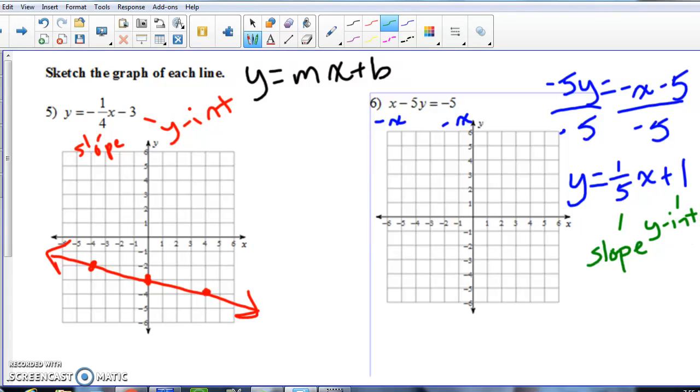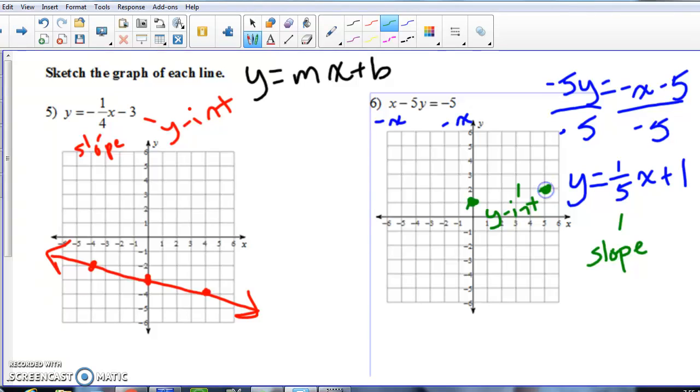Remember, my y-intercept is my start value. So if my y-intercept is 1, I go to 1 on the y-axis. I make a dot there. If my slope is positive 1/5, that means from my starting point, those directions say go up 1 and to the right 5.